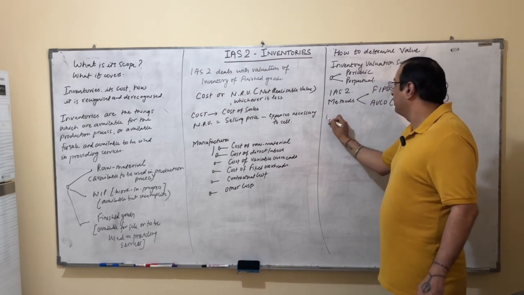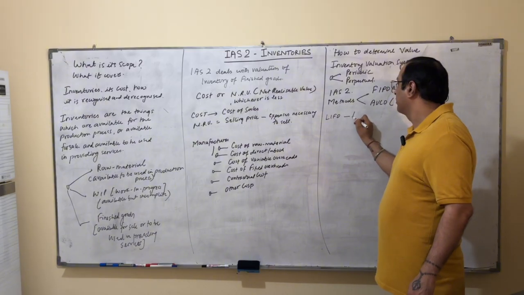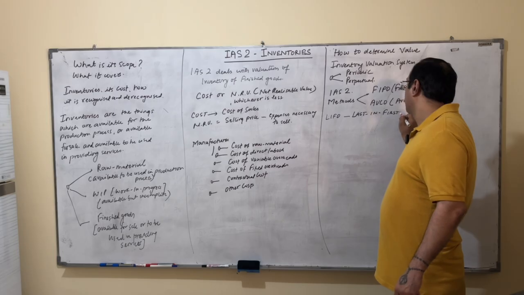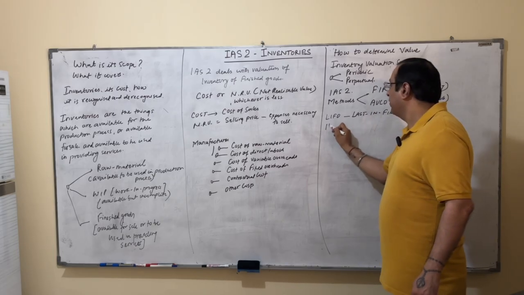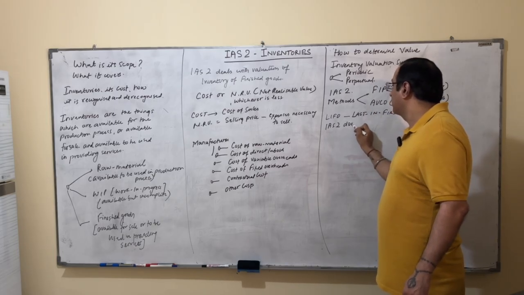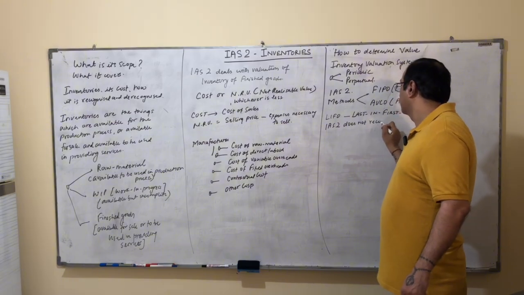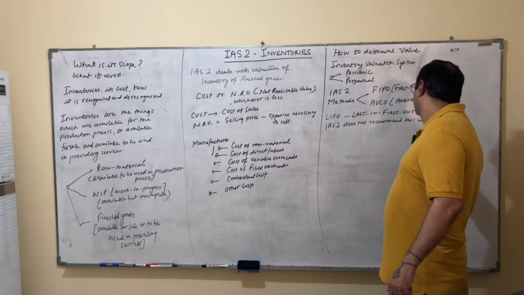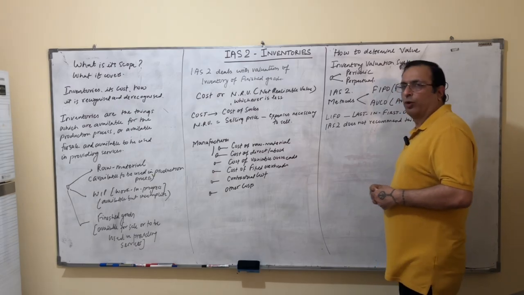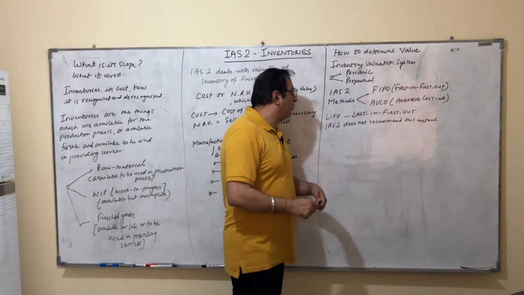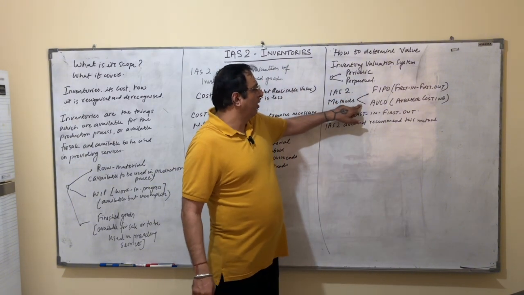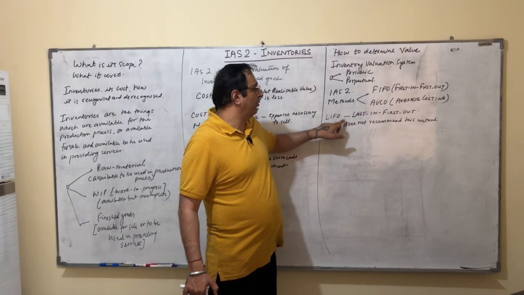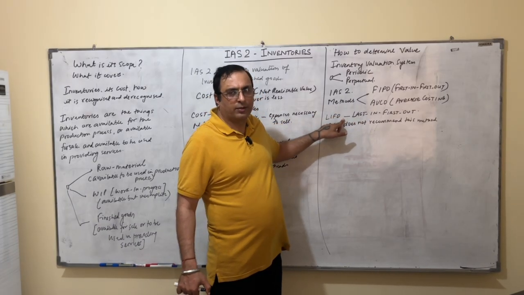There is one more method which is LIFO. LIFO says last in, first out. IAS 2 does not recommend this method. So what we have to consider is that IAS 2 focuses on the usage of FIFO and AVCO for the valuation of inventory. It does not recommend the use of LIFO, which is last in, first out. Right, guys?